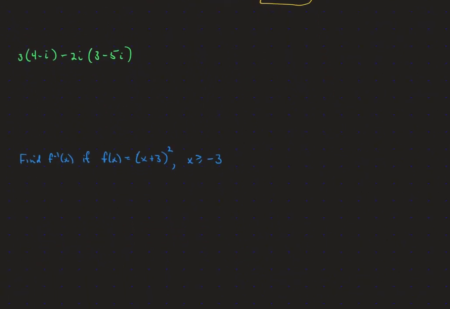Okay, so let's do a little distributing. This is going to be 12 minus 3i. Then we're going to get a negative 2i times 3 is going to be a negative 6i. And then a negative 2i times negative 5i is a positive 10i squared. Now i squared is negative 1, making that negative 10. Combining that with the 12 makes 2. The negative 3i minus 6i is a minus 9i. And there we have it.